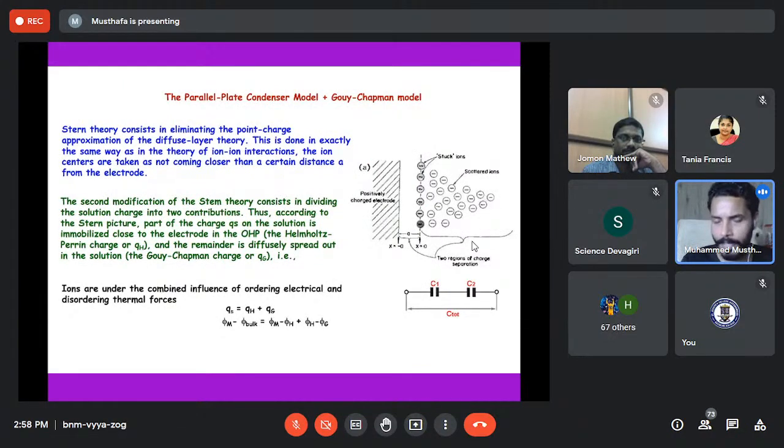And many theories came later, which talk about the orientation of water molecules on the electrode surface, adsorption of anions, and so many things. I'm not going into those details.